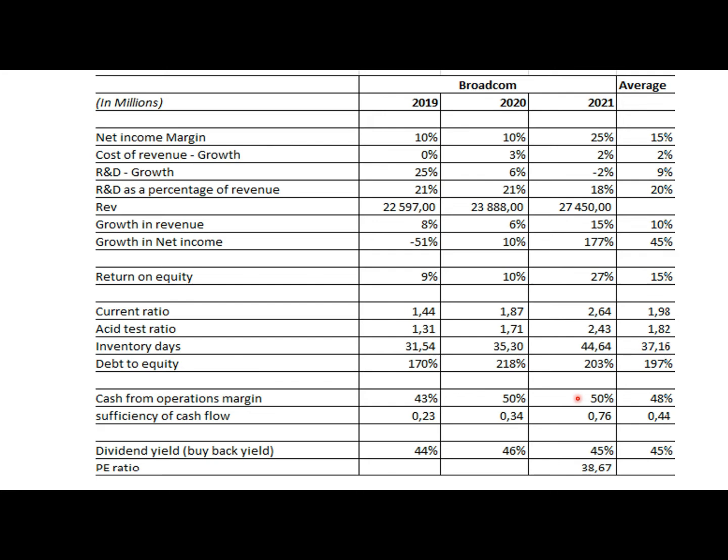Fantastic ratio, I'm happy with it. It is impressive. It shows me that Broadcom's business model can generate cash from its operations. Very good. The sufficiency of cash flow, however, is always disappointing. It has underperformed the industry average. The industry average is about 0.84, while the average for Broadcom is 0.44. So it is very, very disappointing, though it has been improving.